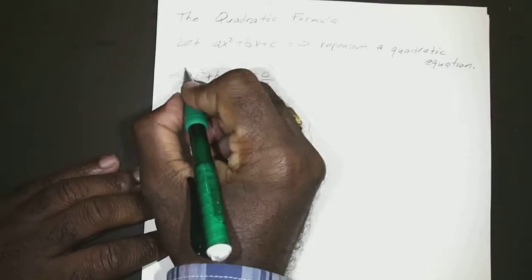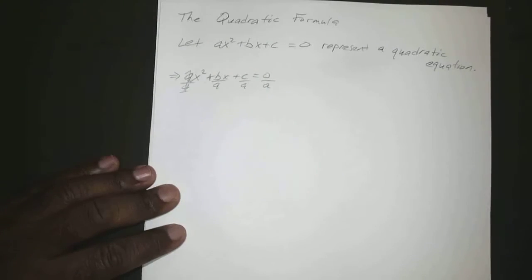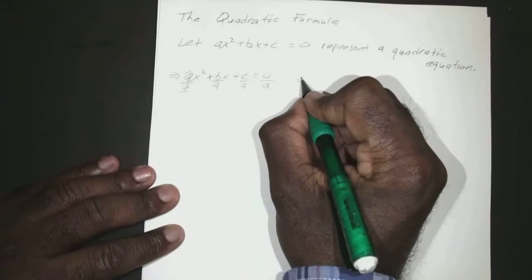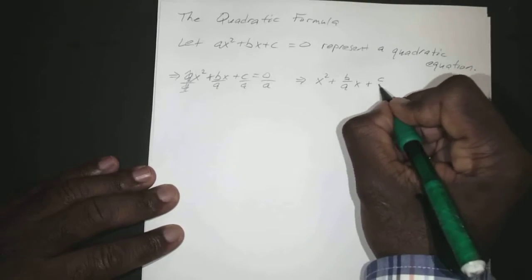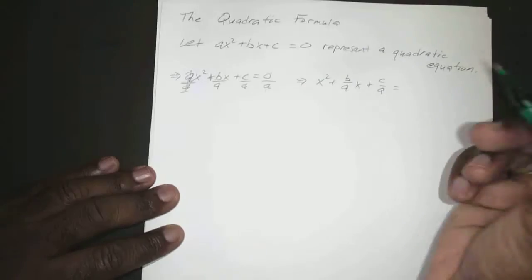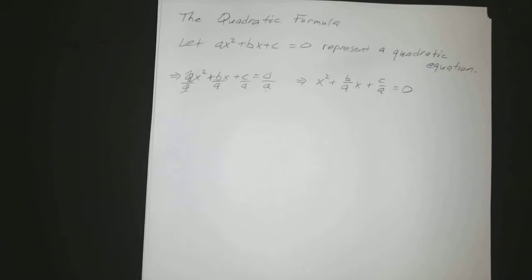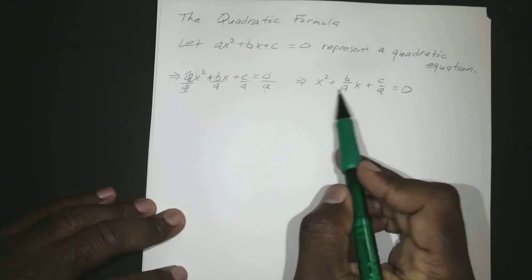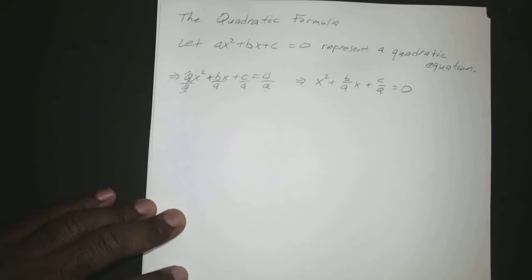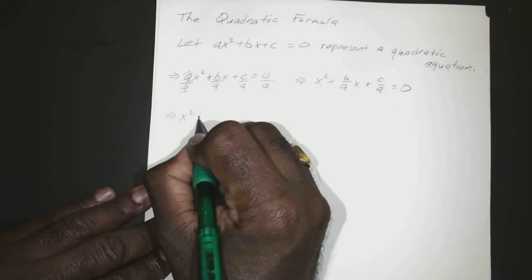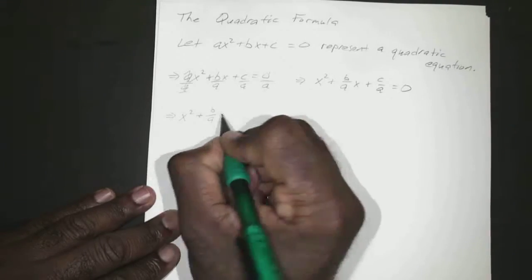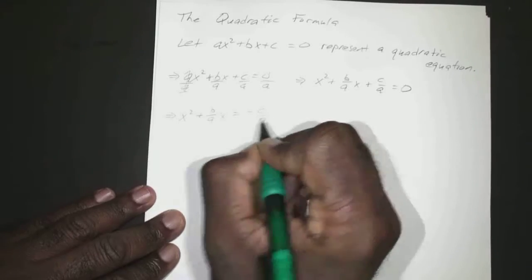Okay, and anything divided by itself is just 1. So you have x squared plus b over a x plus c over a. 0 divided by anything is just going to give you 0. Okay, so that was the first step of our completing the square. Okay, remember, our next step was we were going to isolate our x variables. So we're going to subtract c over a from both sides. So x squared plus b over a x equals negative c over a.